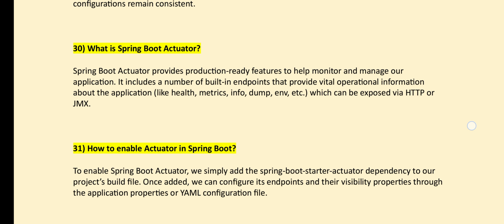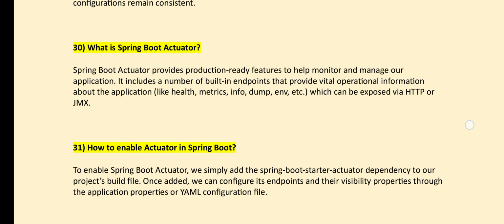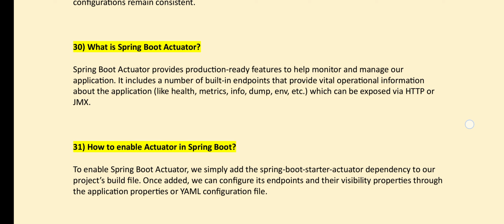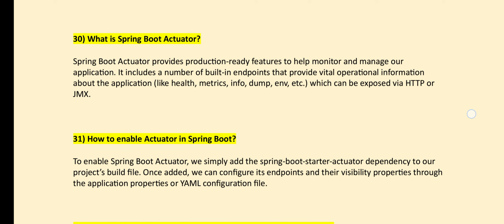How to enable Actuator in Spring Boot? To enable Actuator in Spring Boot, we simply add the spring-boot-starter-actuator dependency to our project's build file. Once added, we can configure its endpoints and their visibility properties through application.properties or a YML configuration file.